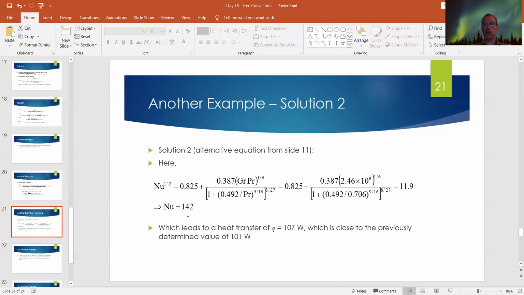The previous equation gave me a Nusselt number of 135, so slightly less in the previous case, slightly bigger in this case. If I plug that into my heat transfer equation, gives me a Q of 107, which again is slightly bigger than the previous case of 101, but close enough. So either one you want to use is fine.